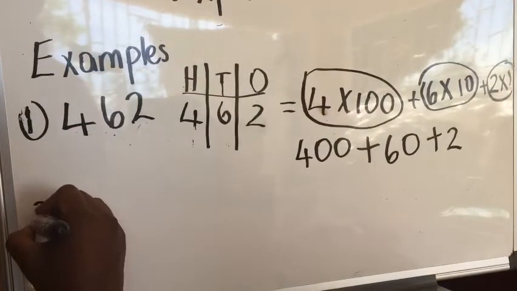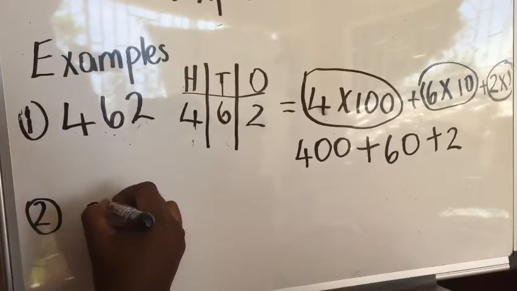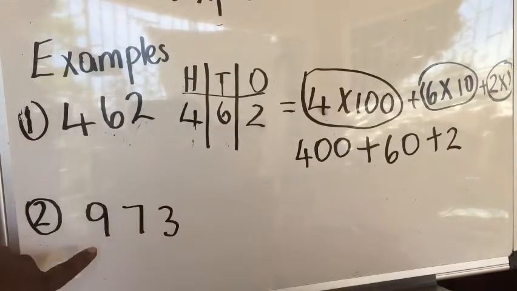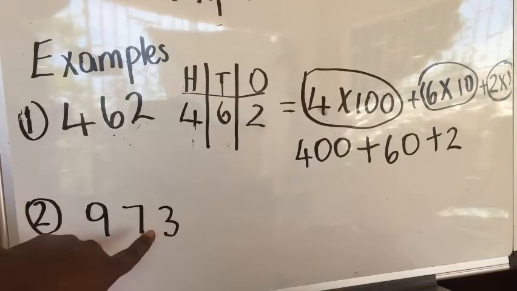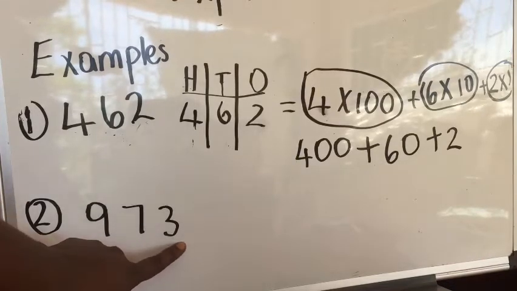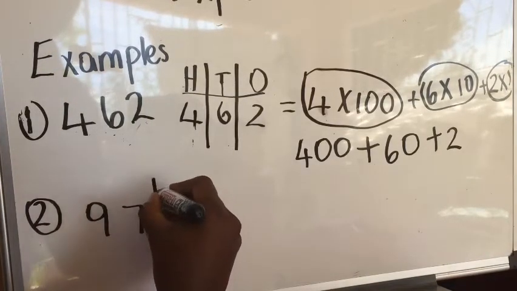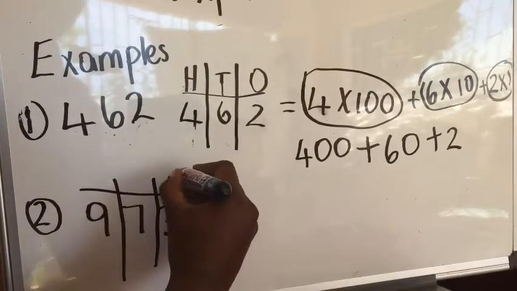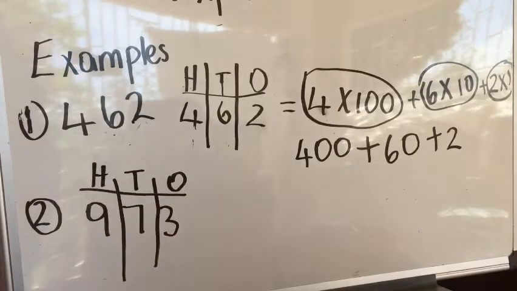Example 2. Let's say we have 9, 7, 3. We know that in 9, 7, 3 there are 3 digits here. 1, 2, 3 digits. So what are we going to do? We can simply draw up the place value column like this, and put them in the correct place. So this is ones, this is tens, and this is hundreds, right?